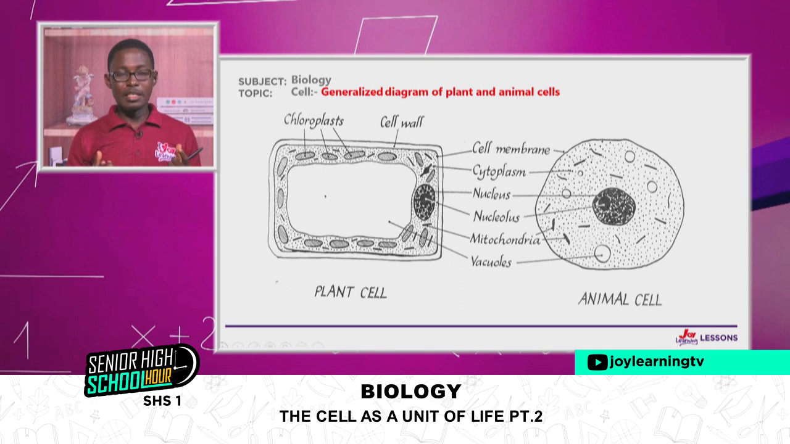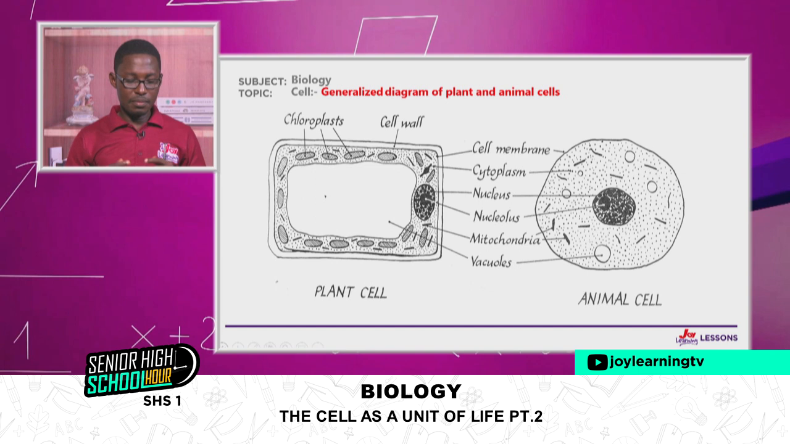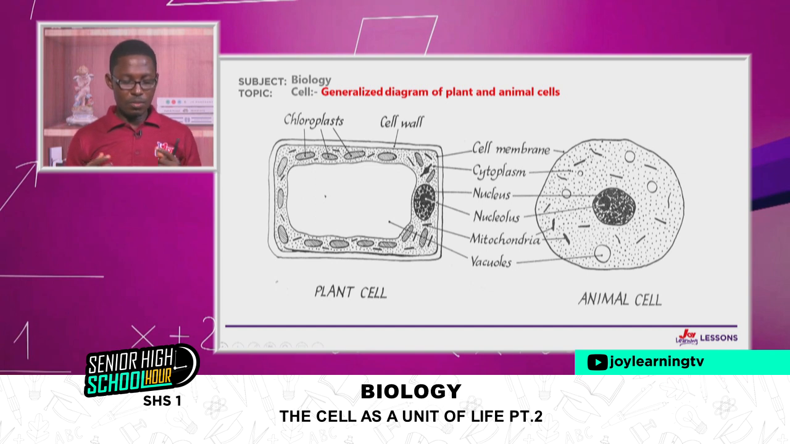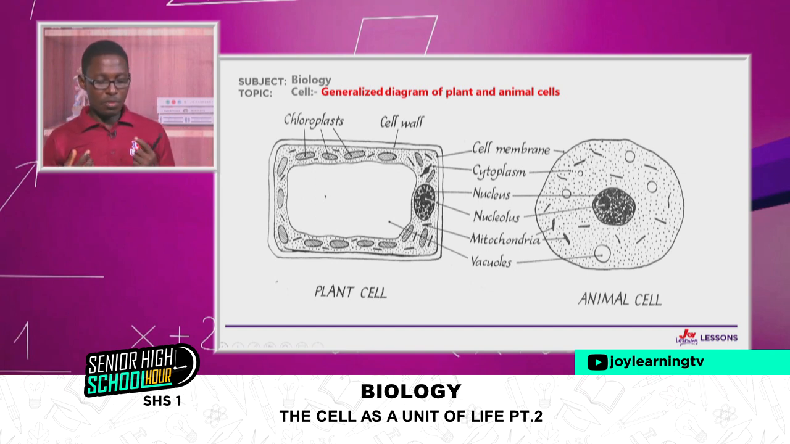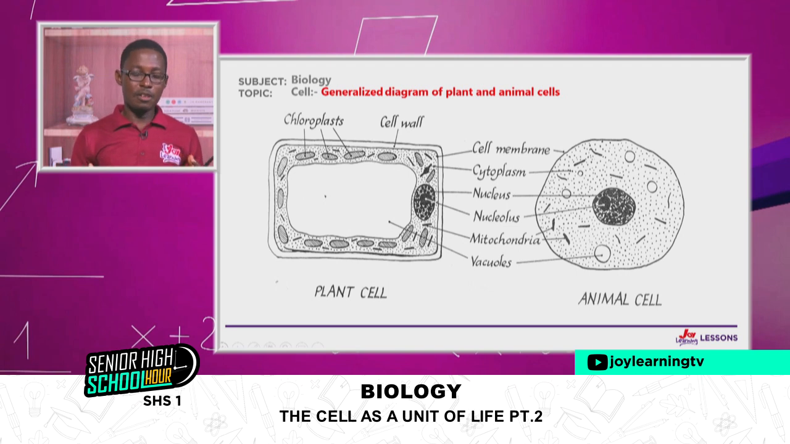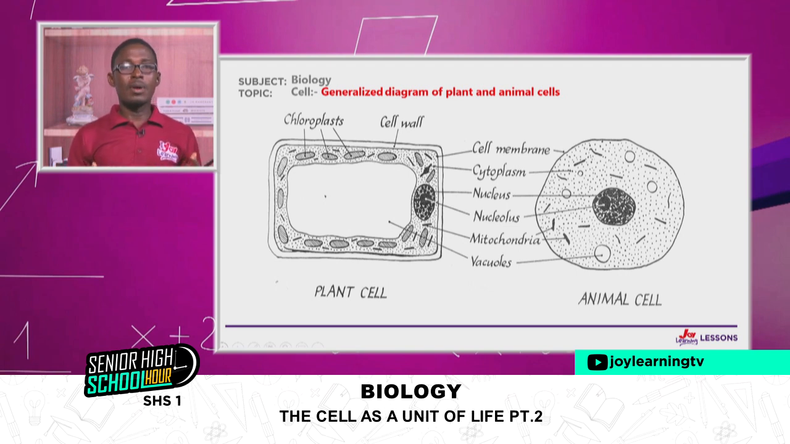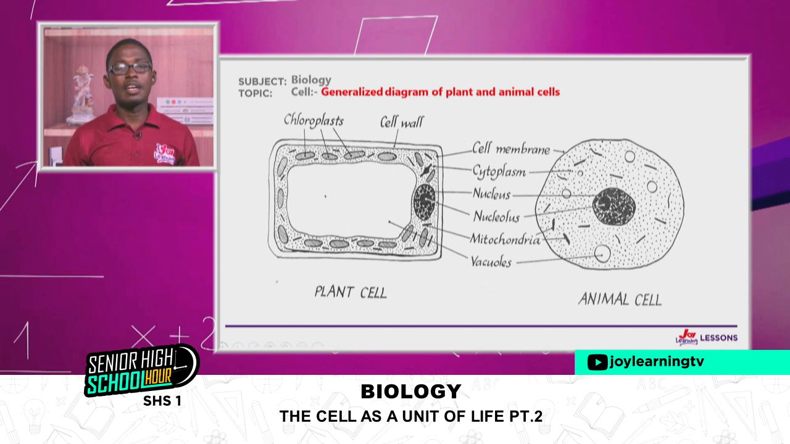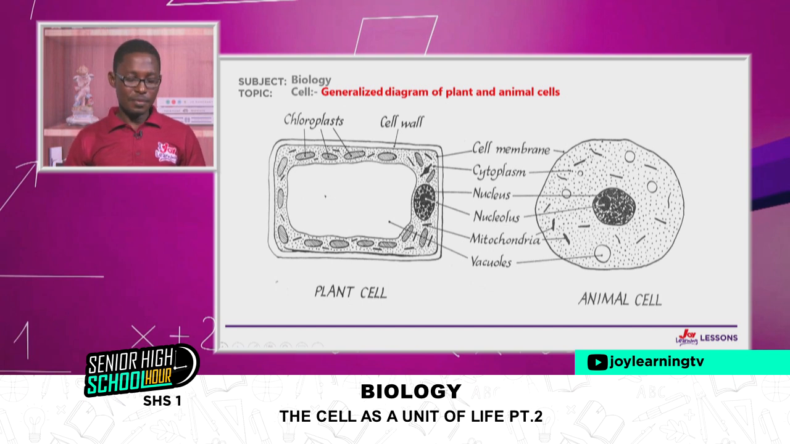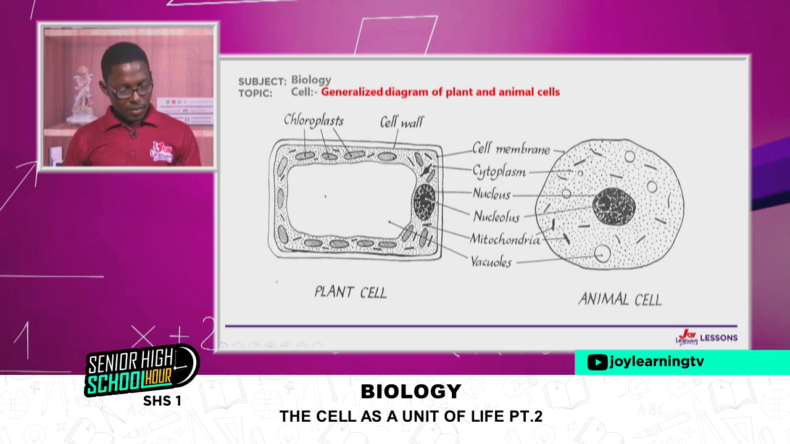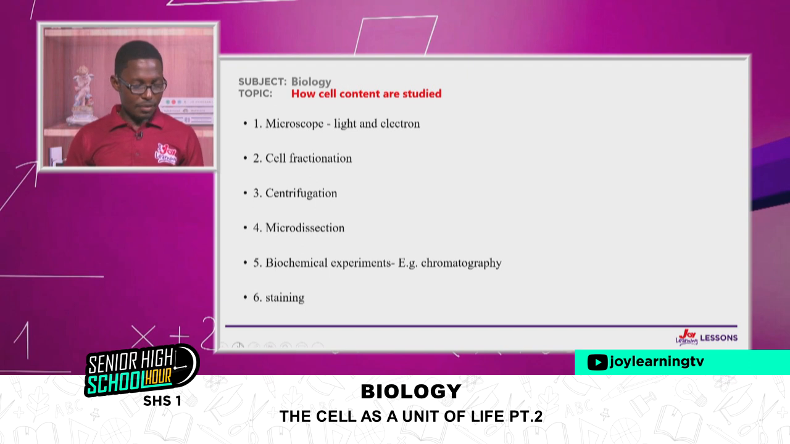The cells look, the nucleus looks the same. Both have cytoplasm. Both have nucleolus. Both have mitochondria. Both have vacuoles. Both have cell membrane. But one has a cell wall. One doesn't have. So we move to the next slide.